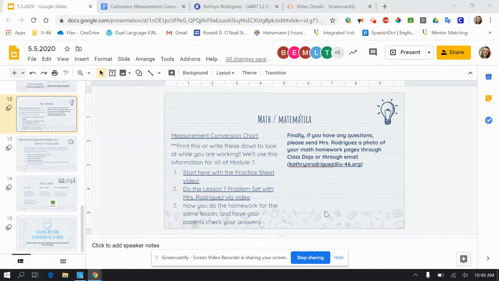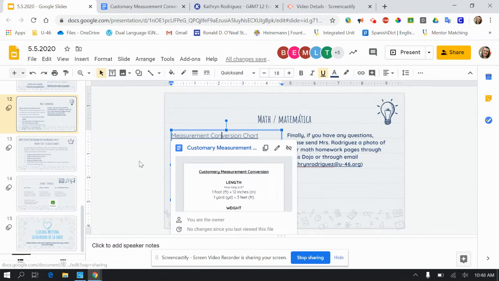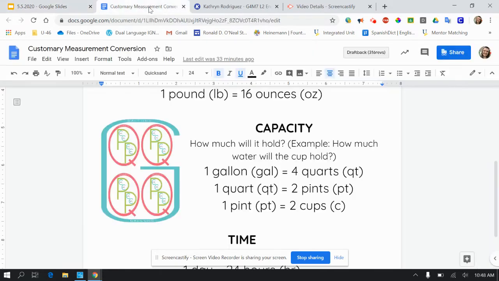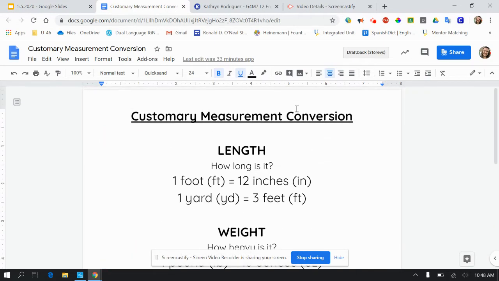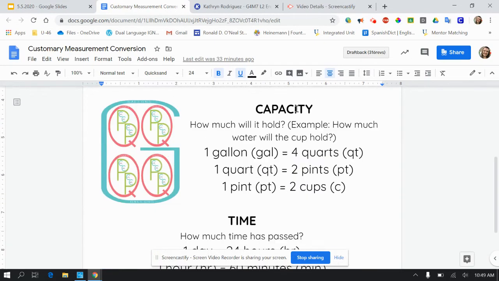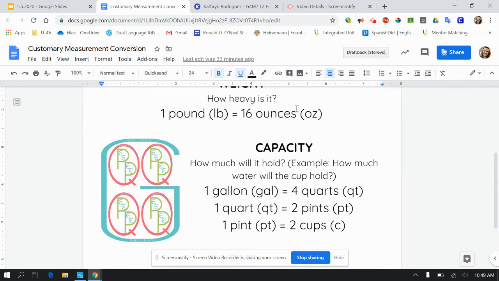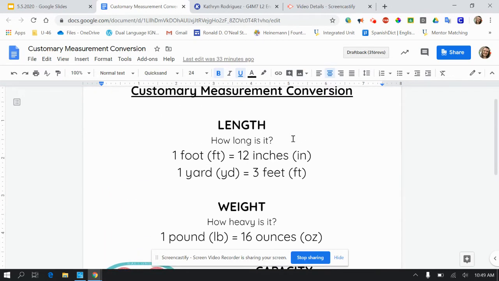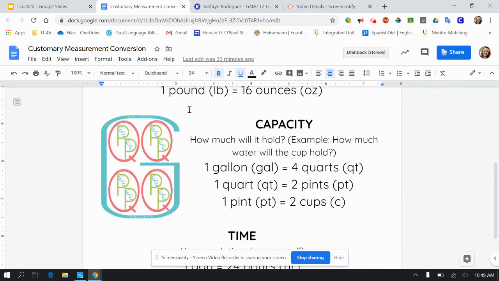I'm taking a moment just to look at our lesson slide. There is a measurement conversion chart. If you click on this, it will open up. You should have that open either on your laptop, or I recommend printing it if you have a printer, or writing this down, because this is what all of Module 7 will be about. Today we will be working specifically on capacity.